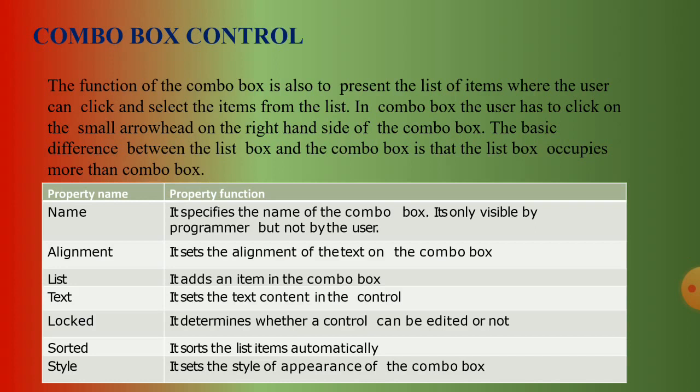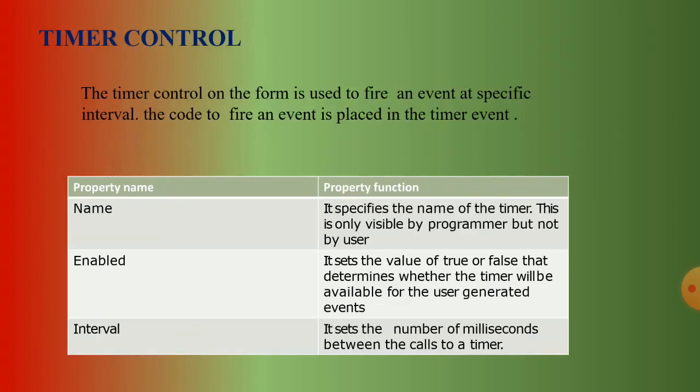Sorted sorts the list items automatically, either in numerical order or alphabetical order. Next is the style. It sets the style of appearance of the combo box, whether a 3D appearance or a flat appearance. And next is the timer control.